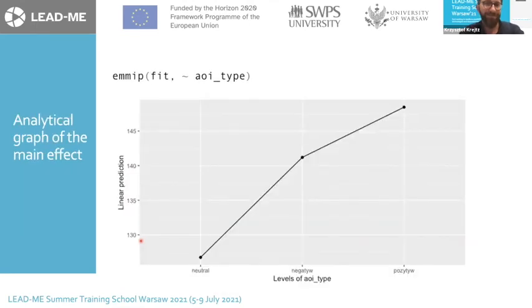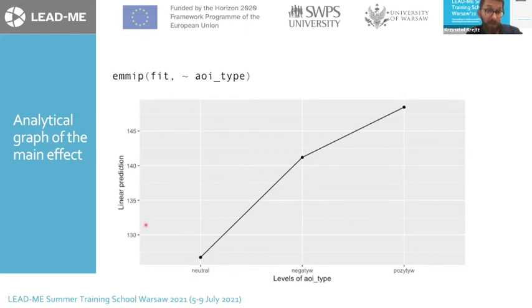Let's plot it. So we want to see these results. I'm going to use the function emmip from the emmeans package. And again, I put the results of ANOVA here as a first argument, our fit. And after a comma with a tilde, I want to see the results of the main effect of AOI type. When you execute such a line, you will receive such a graph in your graph tab in RStudio.